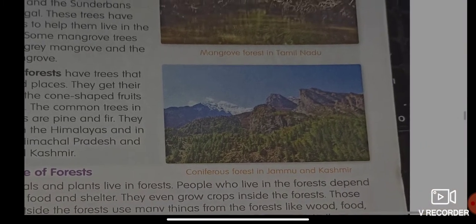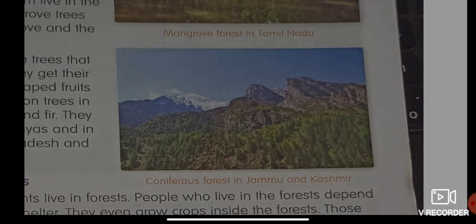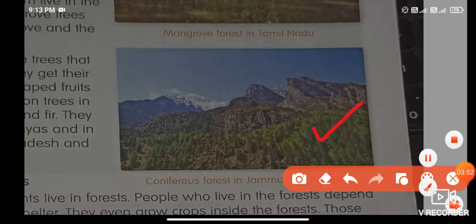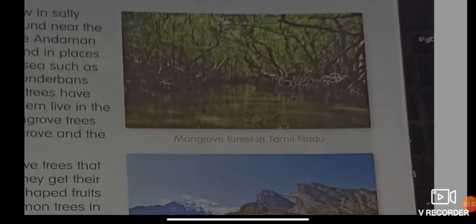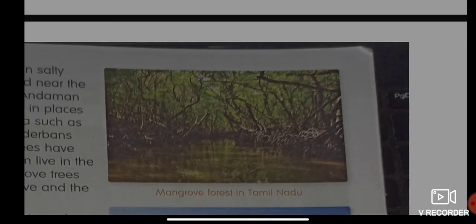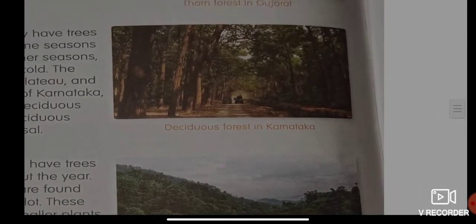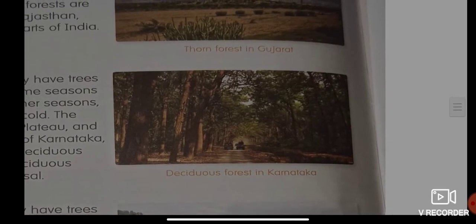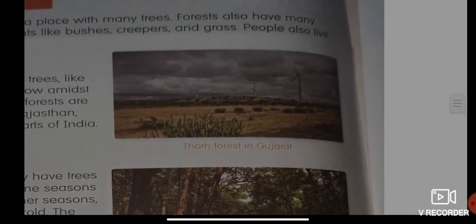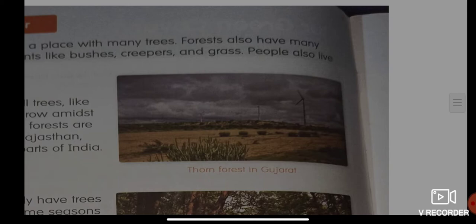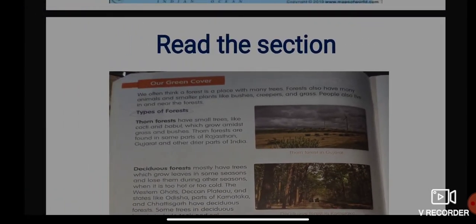And here is the picture. See, coniferous forest in Jammu and Kashmir. And here is mangrove forest in Tamil Nadu. And this one is evergreen forest in Kerala. And this one is deciduous forest in Karnataka. And this is thorn forest in Gujarat. So these are the different types of forest.